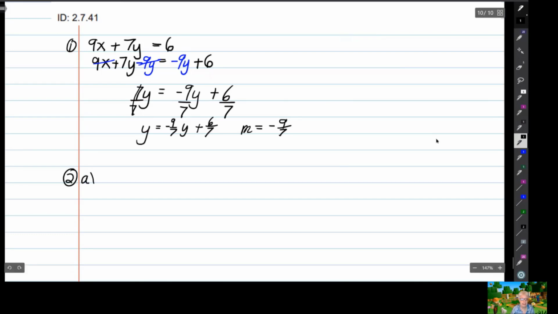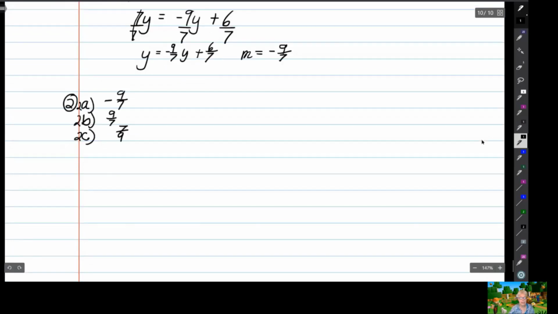Now I move on to step 2. In step 2A, I write the slope as a fraction. But it's already a fraction, so I really don't have to do anything. In step 2B, I change the sign. So this is going to be positive 9/7. In step 2C, I take the reciprocal, 7/9.